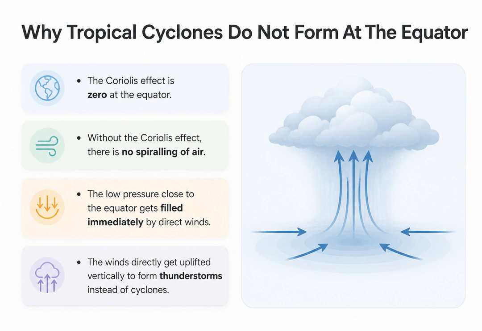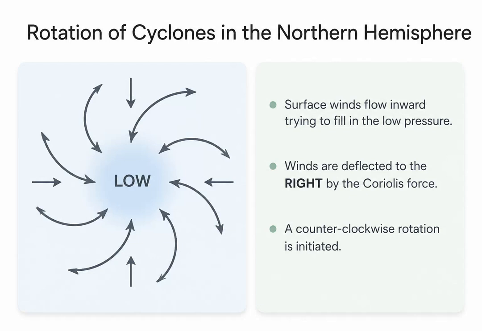Without the spin provided by the Coriolis effect, a cyclone simply cannot organize. To visualize this rotation in the northern hemisphere, picture a low-pressure center. The pressure gradient force pulls air straight inward from all directions, but as that air moves, the Coriolis force tugs it to the right. As all those inward rushing winds get pulled to their right, they begin to chase each other in a massive counterclockwise spiral. This is the fundamental mechanic behind every hurricane and typhoon in the northern hemisphere.